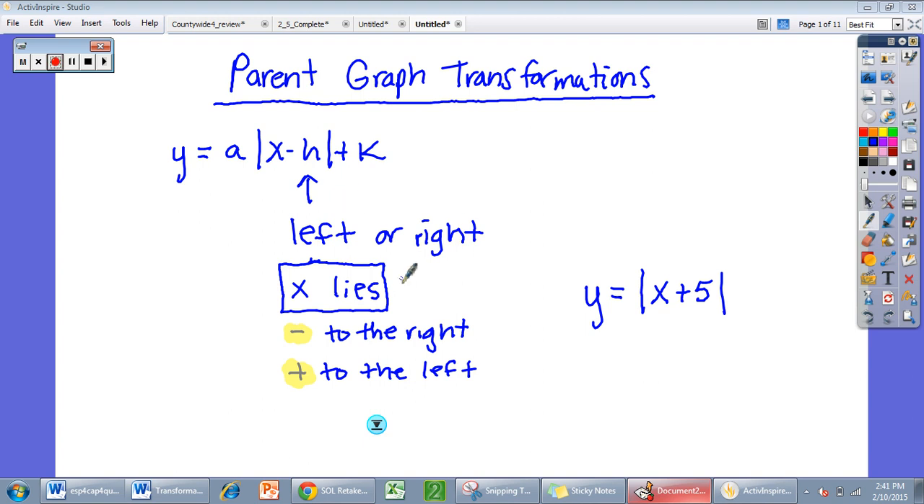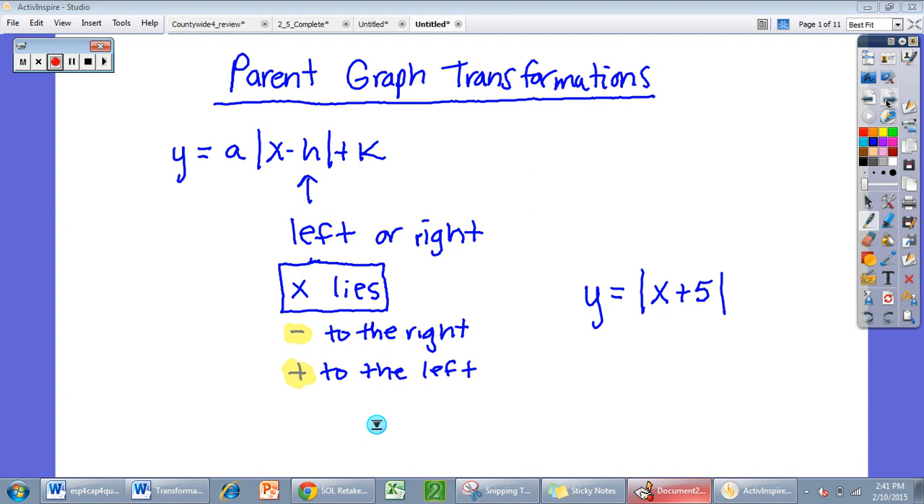And what I've written here in the box is something that might help us, and that's "X lies." Whatever is written by the X is lying to us. So if it's written with a negative sign, we're actually moving to the right. And if it's written with a positive sign, we're actually moving to the left. So think about it that your X lies to you. So this equation right here, y equals the absolute value of x plus 5, we want to think about it as plus 5 while we're moving to the left.